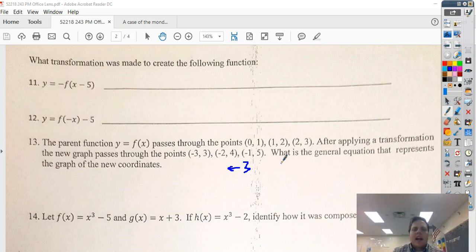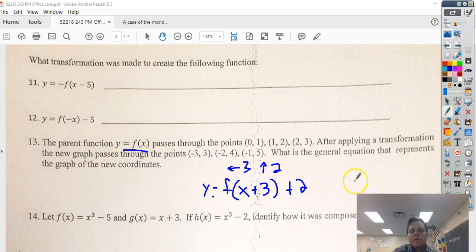Now look at the y's. 1 to 3, 2 to 4, 3 to 5. What does it look like I'm doing on the y's? Going up 2. So now I just need to take this function and make it do that. I would say y equals f of, what does it mean to go left 3? How do you write that? Is it plus 3, minus 3, times 3, divide by 3? It's plus 3. That's right. x plus 3 means left 3, and up 2 means plus 2 outside the function. All right, moving on.